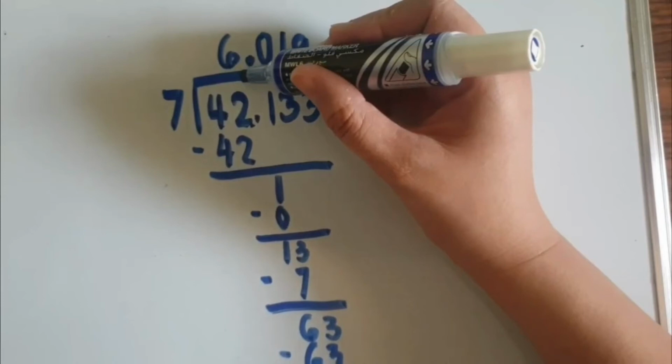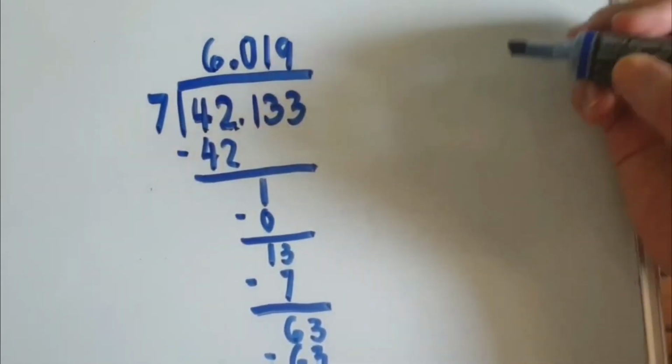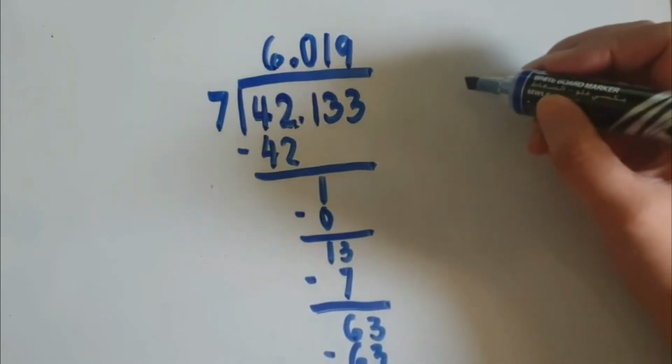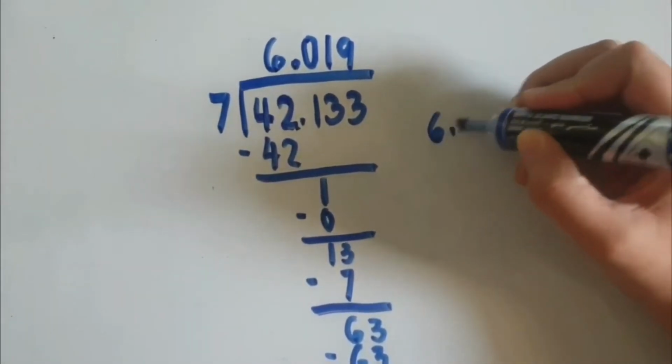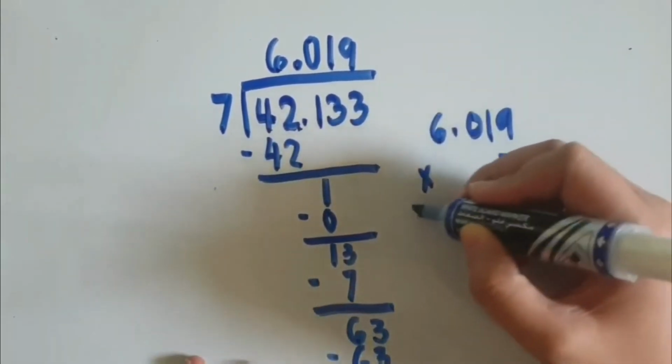So our answer will be 6.019. Now, let us check if our answer is correct. So, we have 6.019 times the divisor, which is 7.